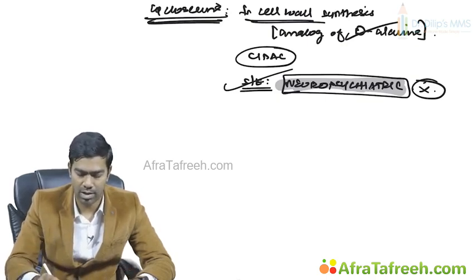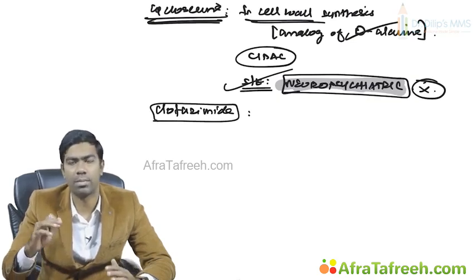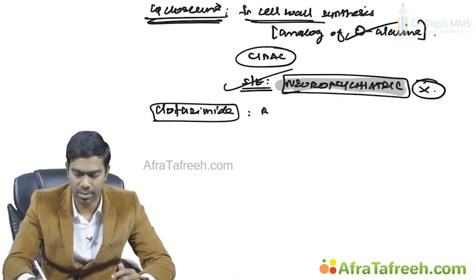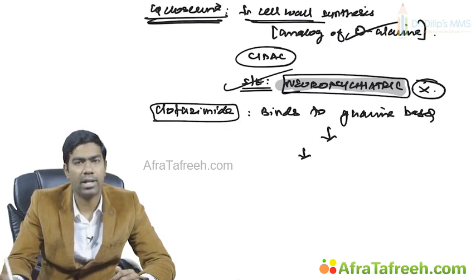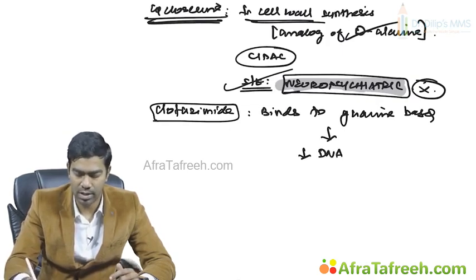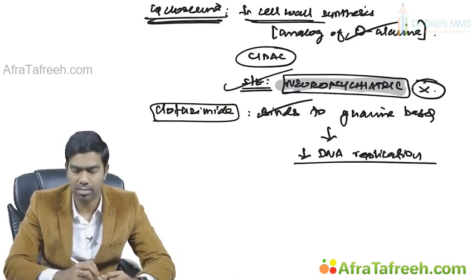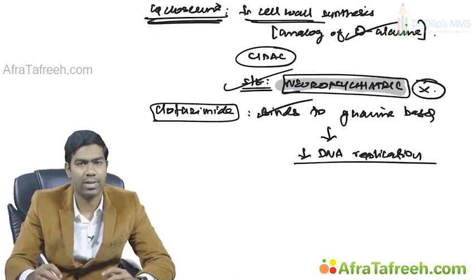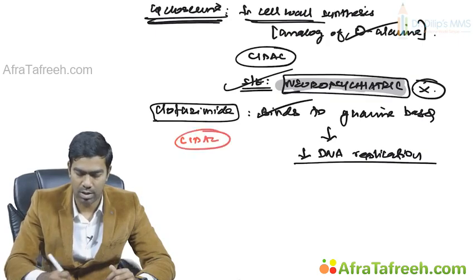Then we have another drug called clofazimine. How is clofazimine going to work? It binds to the guanine bases in the DNA, and by binding to the guanine bases, it can reduce DNA replication, which means the template function of the DNA will be lost. That is the main mechanism of how clofazimine works. It's a very important anti-leprosy drug also; we'll see that there as well. And it's going to be a good cidal drug.